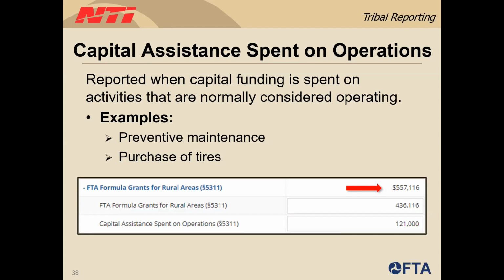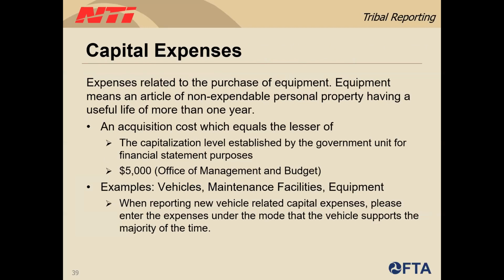Did I skip ahead? I skipped ahead. I'm so sorry about that. So preventative maintenance is basically capital assistance spent on operations. I apologize, let me redo that. Basically, purchase of tires, preventative maintenance is capital assistance spent on operations. You'll see here that it's under the 5311. I believe it's under 5310, so it has a different match. That's why it is reported on a separate line other than the normal 5311. And it'll also have it under tribal.